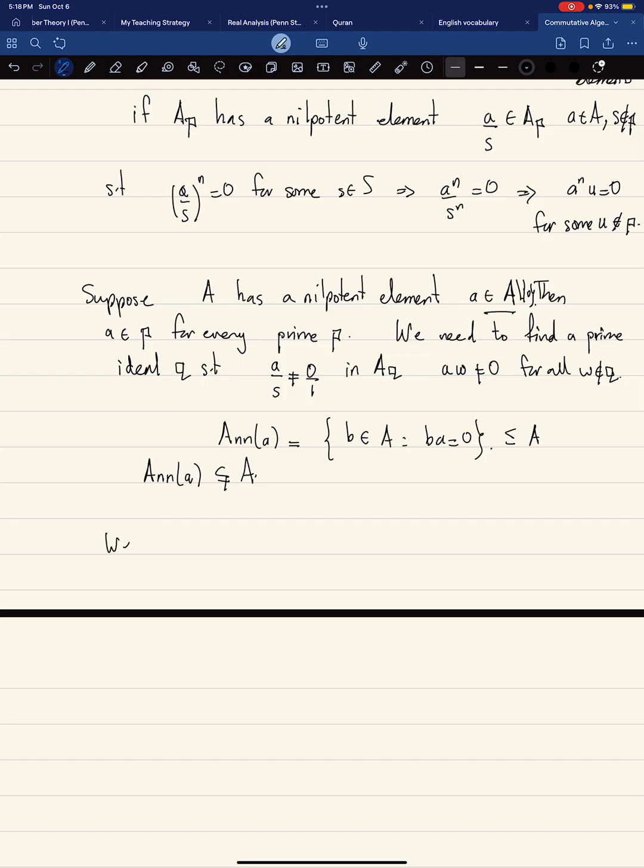We can take a maximal ideal M containing the annihilator of A, because we know that every proper ideal is contained in some maximal ideal.